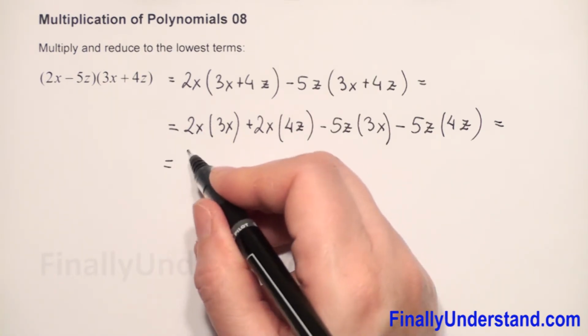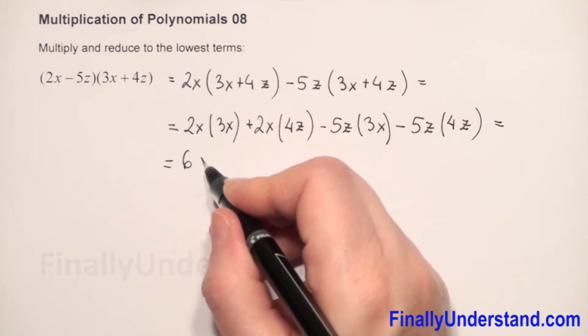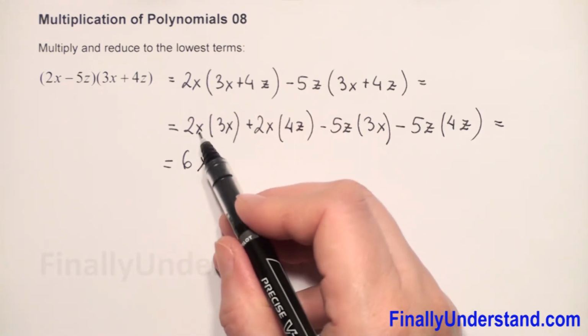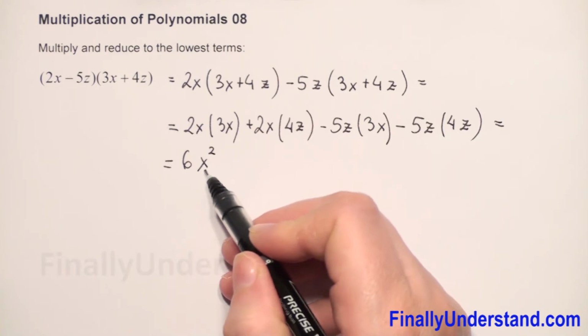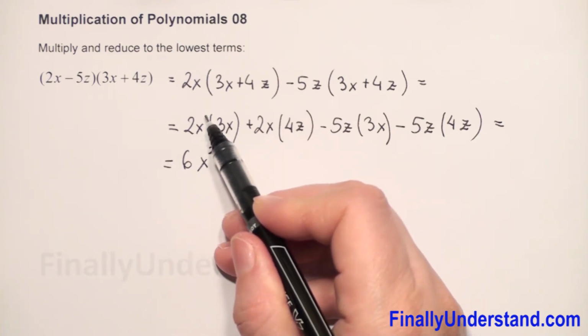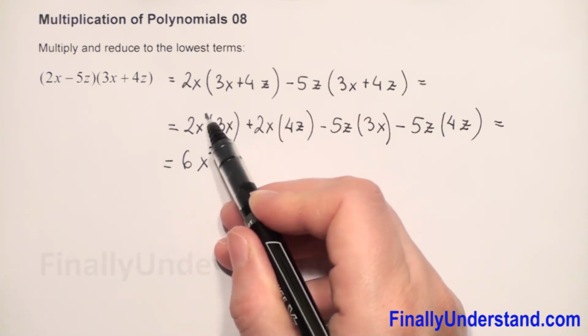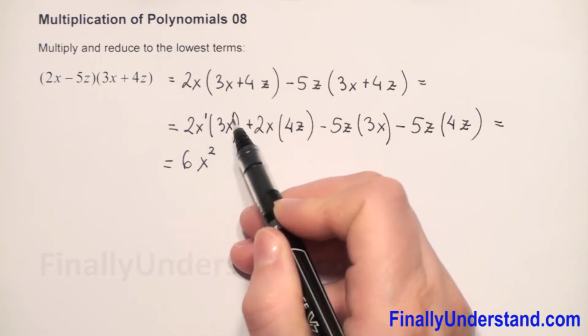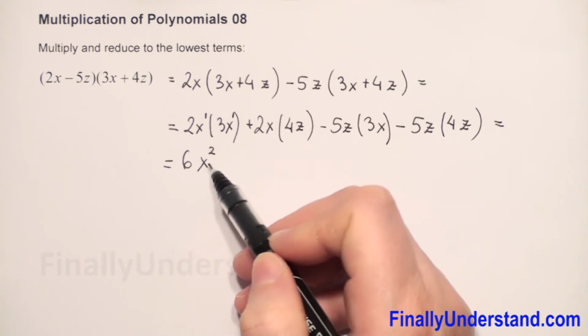2 times 3 is 6. x times x is x squared. How do I get this? The same variables, we copy the variable x, and we have to add exponents. When we don't have exponents, it's always an invisible 1. So we have 1 and 1. 1 plus 1 is 2. x times x is x squared.